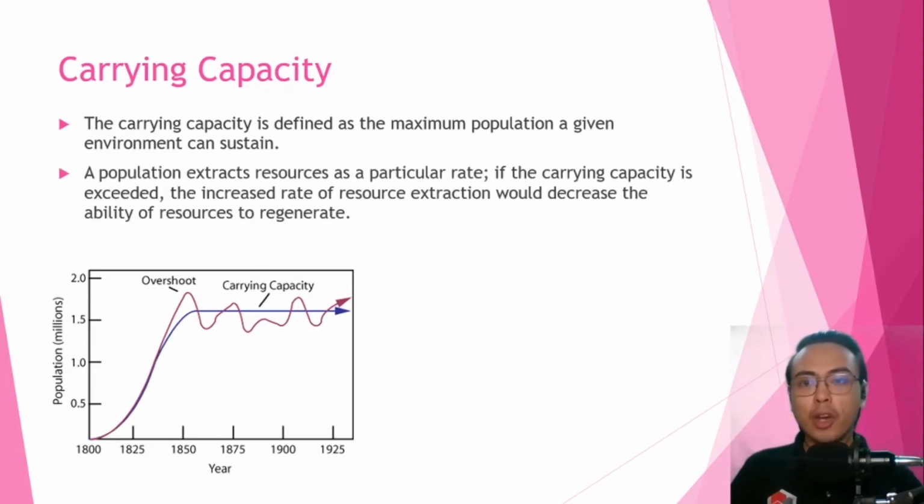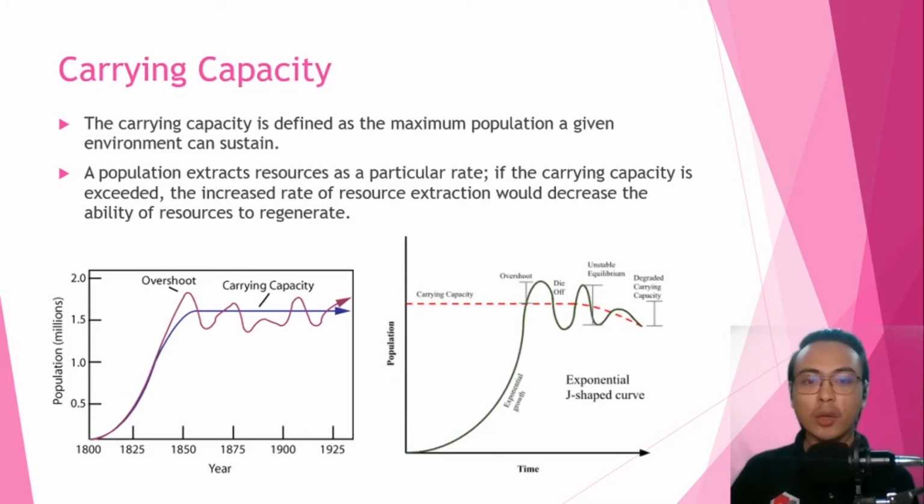So this is nature's way of controlling the population of a certain species by controlling the amount of resources that it can give. However, for humans, we are more intelligent than other species, so we have learned to extract more and more resources from our environments. We have learned to process materials and turn them into other useful materials. The population extracts resources at a particular rate. If the carrying capacity is exceeded, the increased rate of resource extraction would decrease the ability of the resources to regenerate. Since humans are very intelligent, we can extract more and more resources out of very limited resources. What happens now is our carrying capacity starts to decrease because we are degrading the environment by getting more than what we need.